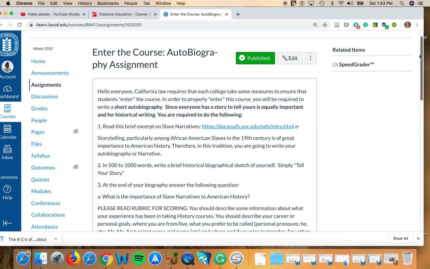And there are people who are waiting to get in and that sort of thing. Also, you're supposed to enter the course. California law means you have to do something to show that you're ready, willing, and able to take the course. So I have this first blurb here that explains all of that. And what I'm wanting you to do here is to tell me a little bit about yourself. So you are going to write an autobiography.